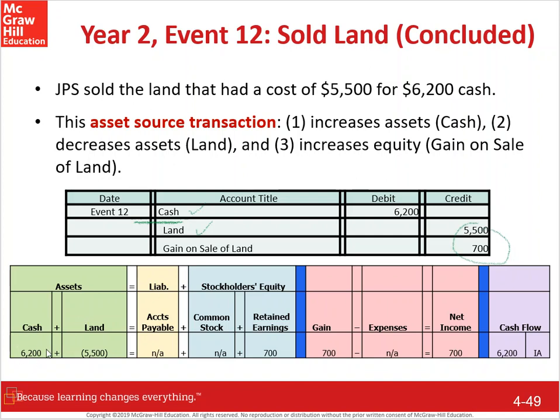So we've got cash going up, land going down, and then it's making our retained earnings go up by 700 because we have gain. Now, notice they put gain here. Normally that's revenue, right? But gains behave like revenue. We don't consider them one and the same, but they behave the same way in terms of the impact on the income statement. And our cash flow is IA. When we buy land, it's IA. When we sell land, it's IA.